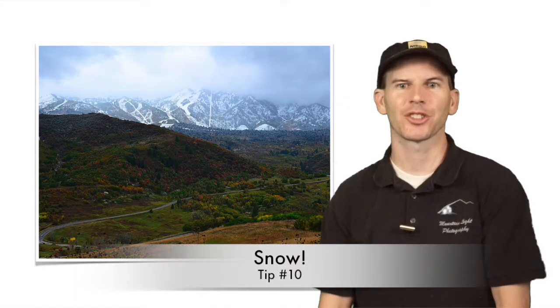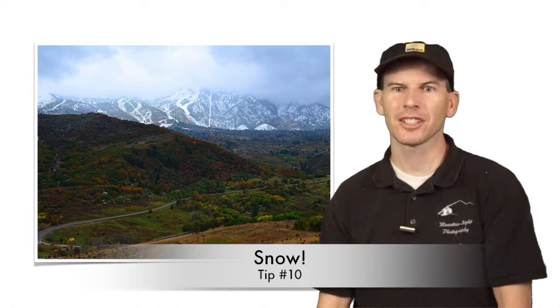Tip number 10 is to shoot snow with fall colors. Typically this happens in the latter part of the fall season, but sometimes we get lucky and get an early dusting of snow, and this can really give your fall photos a beautiful look. The white snow contrasts with the colors in your scene and helps your colors to really stand out even more. If you see snow in the forecast, don't put your camera away, but instead get out in the snow and bring home some great pictures.